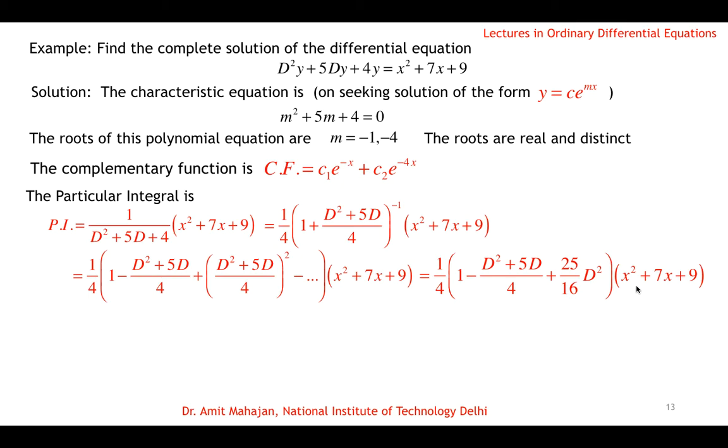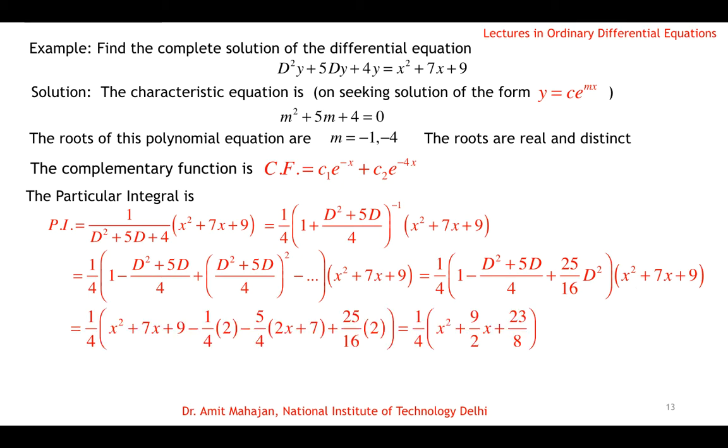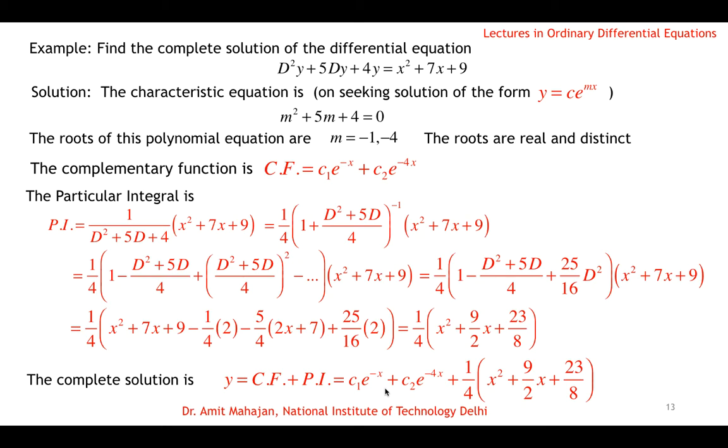Okay, so we can easily solve these derivatives and we can write the solution. So the particular integral is calculated. I leave this calculation, you can easily take the derivatives here. So the complete solution is the complementary function, this, plus the particular integral, this. So easily we can write the complete solution.